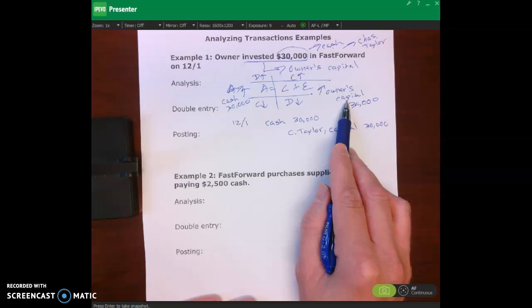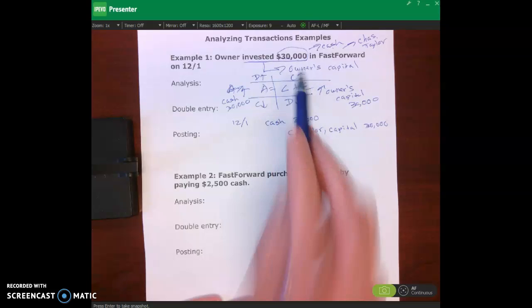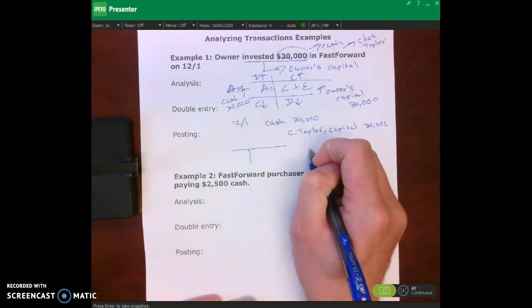Because as owner's capital goes up, equity goes up, and equity is on the right side of the accounting equation. How do I increase equity with a credit? That's why. So now what I can do is simulate this in terms of my T account.